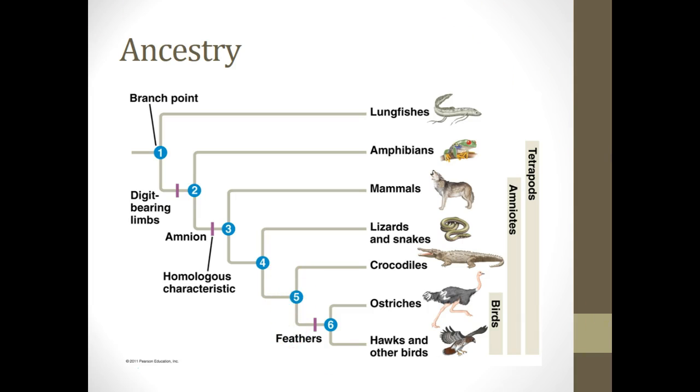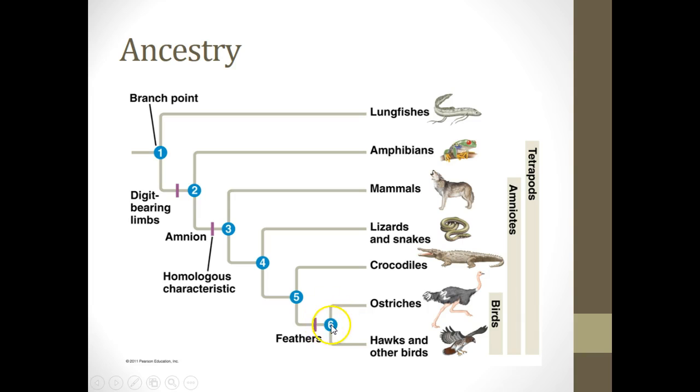And so one of the last things we're going to talk about is this phylogenetic tree. And these branching points are basically the common ancestor between the two branches. So there was a species here, and these are the branches that kind of diverged off of it. Okay, and so this is a common ancestor between ostriches and hawks. This is a common ancestor between mammals and everything else, that is lizards, snakes, crocodiles, ostriches, and other birds. Okay, this is a more ancient common ancestor. This is a more recent common ancestor.